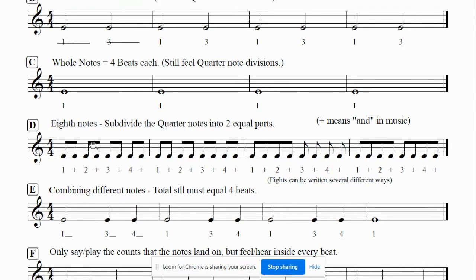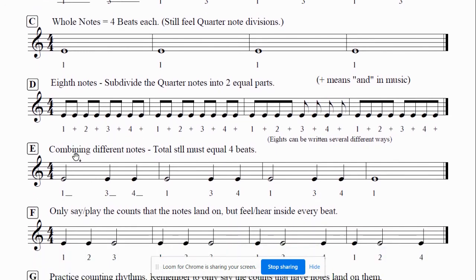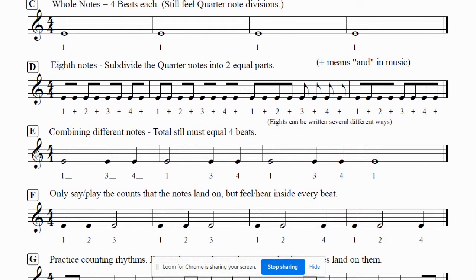Okay, so that's counting eighth notes, subdividing the quarter notes into two equal parts. Quarter notes were 1, 2, 3, 4 beats. Now we have two sounds per quarter note, or we have eighth notes. And in line E, we're dealing with combining different notes. You still have to have four beats before the measure ends. We have a bar line again.